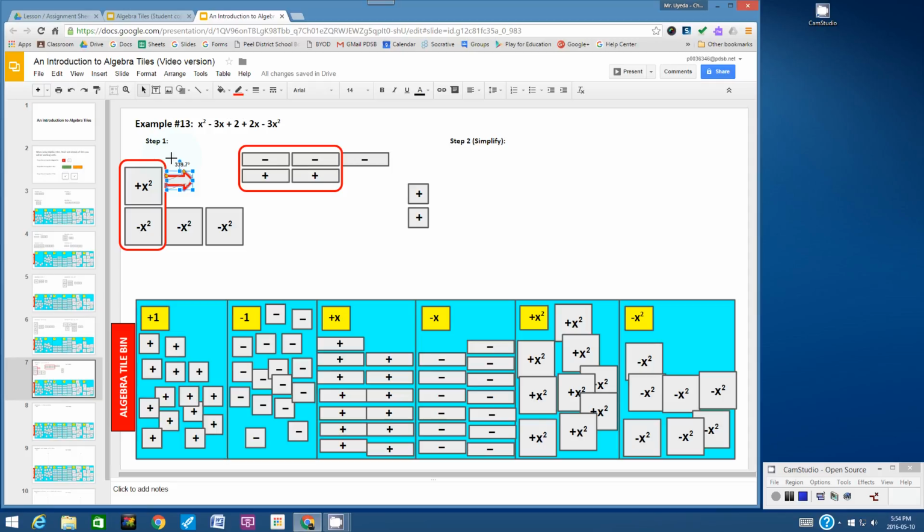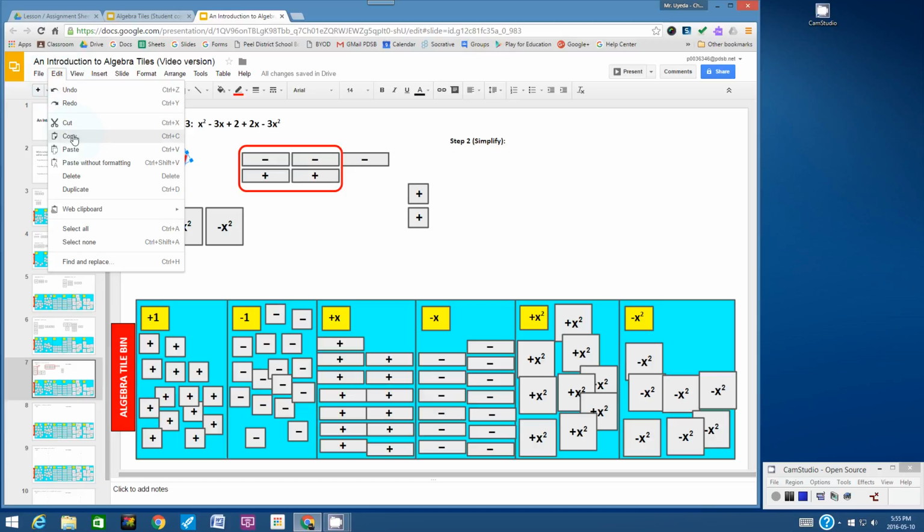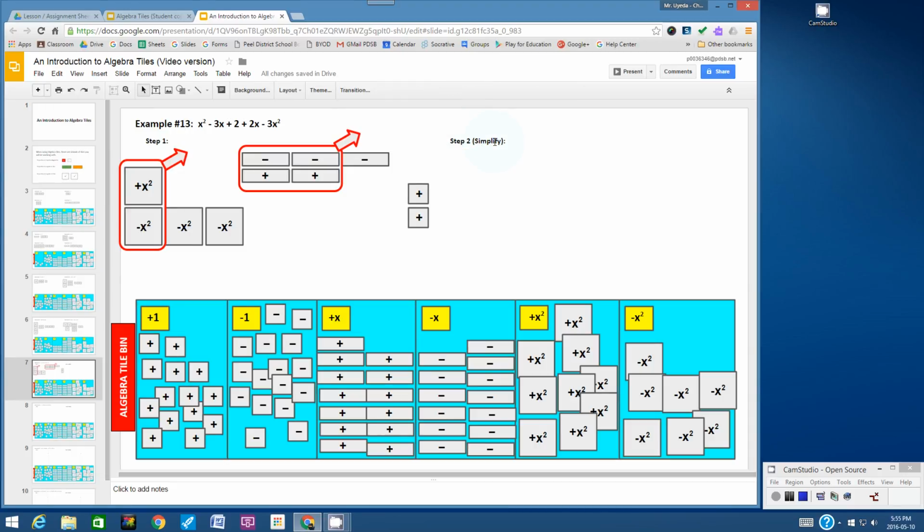Okay, so if I like that arrow, I can just click on it and go to Edit, Copy, Edit, Paste. I don't need to draw a brand new one for this set of zero models. I'll just place that over there. Okay, so now what do you think step 2 is? Step 2, it has here in brackets simplify. So simplify means what happens when we take away the zero models?